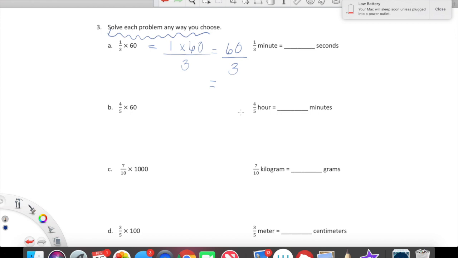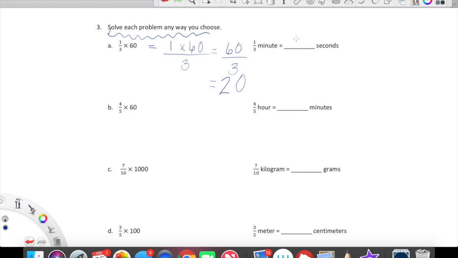60 divided into 3 equal groups. Well, let's simplify that a little bit. Let's think about 6 divided into 3 equal groups. 6 divided into 3 equal groups is 2. So 60 divided into 3 equal groups, my friends, is 20. Don't believe me? Just think about 20 times 3. Yep, that's 60.